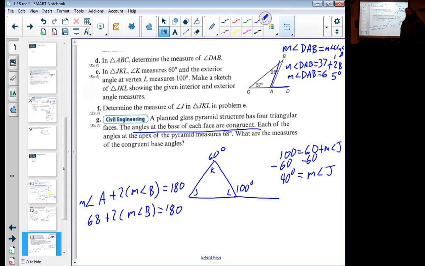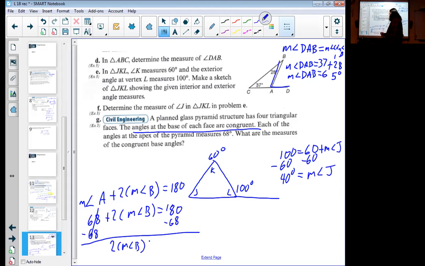The last thing that happened to the measure of angle B before it became 180 is we added 68. So we're going to subtract 68, minus 68. This will cancel out, leaving 2 times the measure of angle B equal to 180 minus 68. 8 minus 0 we can't do, so we need to regroup. We regroup one of our 8 tens into 7 tens and 10 ones. 10 minus 8 is 2. 7 minus 6 is 1. 1 minus 0 is 1.